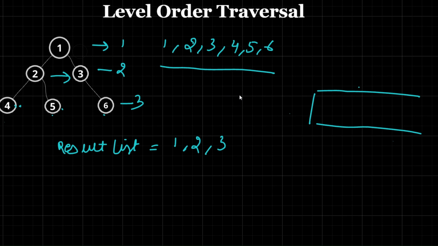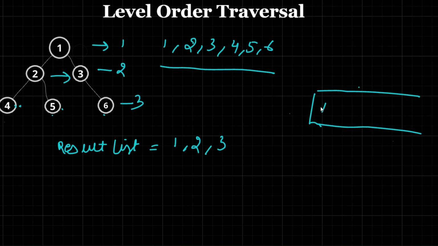If it is null, then obviously the result list will be empty. Otherwise, we will place the first element, 1. After placing one element inside the queue, we will have a while loop where we check whether the queue is empty or not. Right now it is not empty.